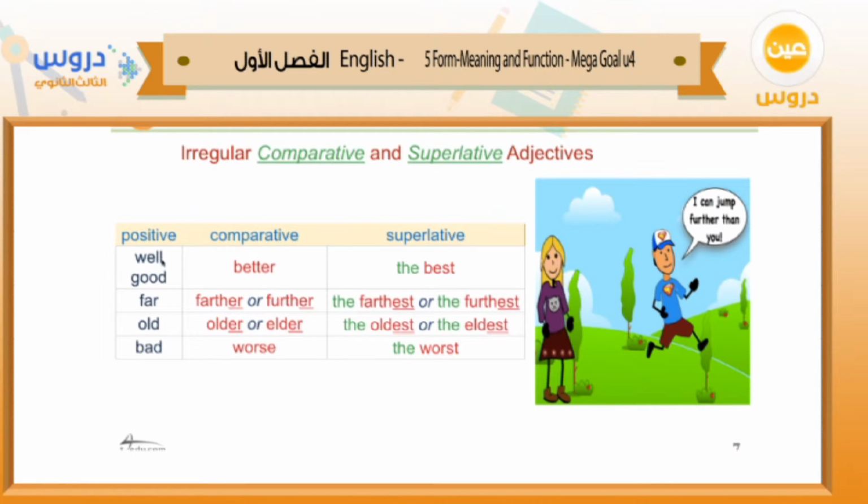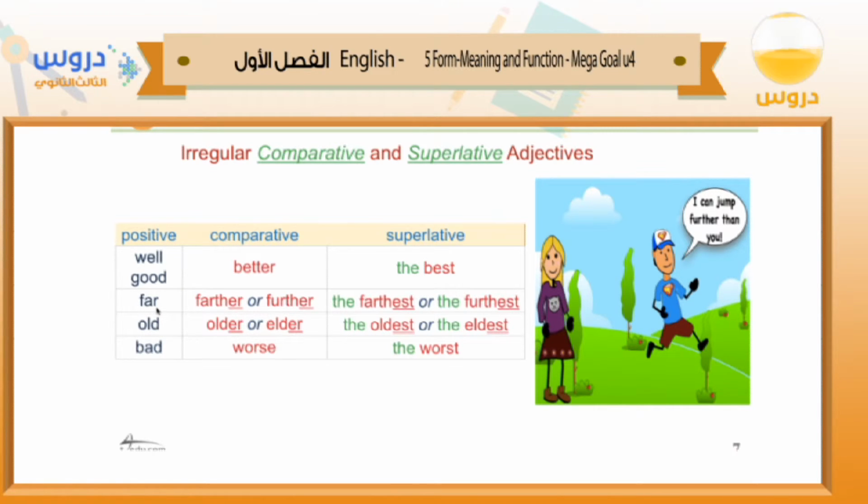For example, for well, we can say that Khalid is well now. He's okay. He's not sick. If we want to make a comparative between Khalid and Fahad, we can say that Khalid is better than Fahad. I mean, in his health. If we want to make the superlative, we can say Khalid is the best.